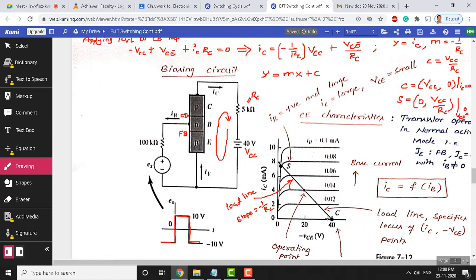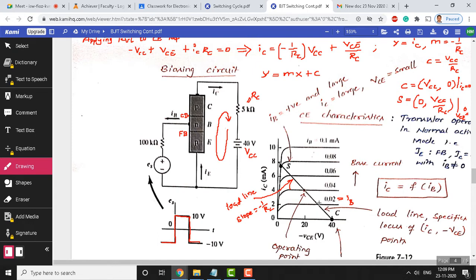The reason why we have drawn this on the output characteristics is because the x and y values of this straight line and the x and y values of the device characteristics are the same. Therefore, we have superimposed this load line on the characteristics, and you can make a lot of analysis on it. One simple way is for each and every base current here, you can identify the value of collector emitter voltage and collector current.